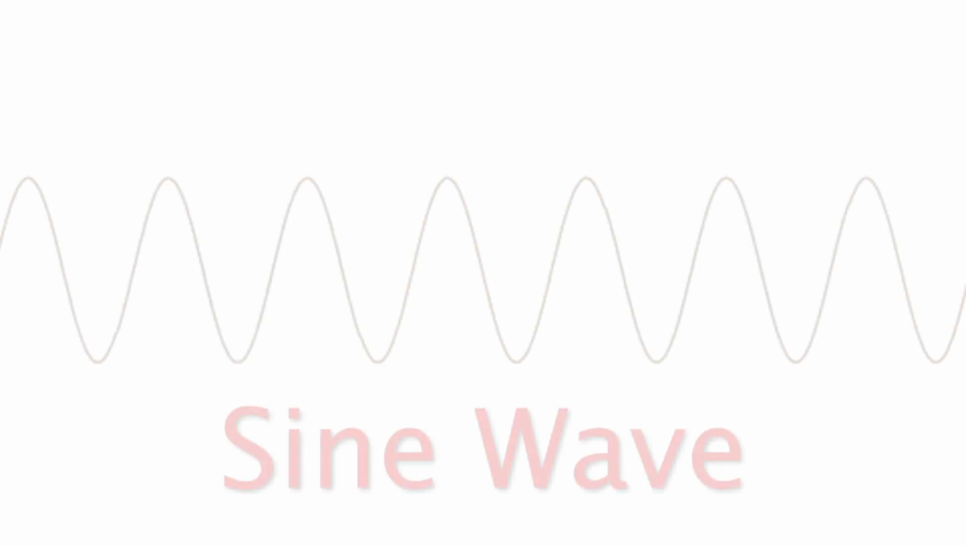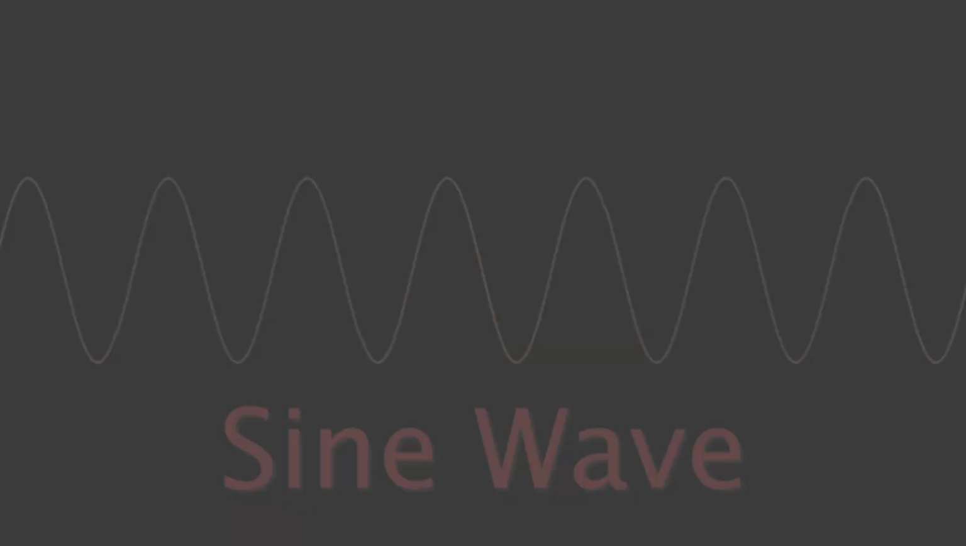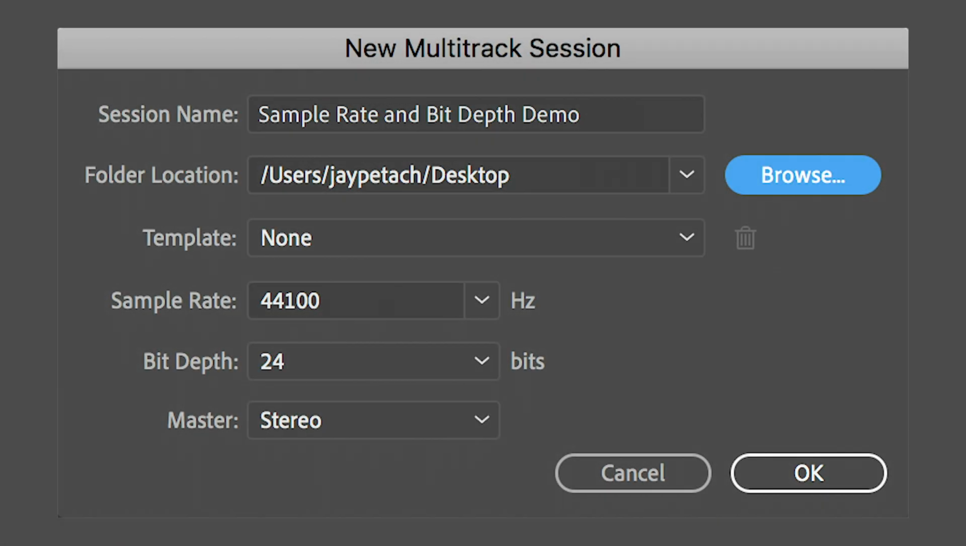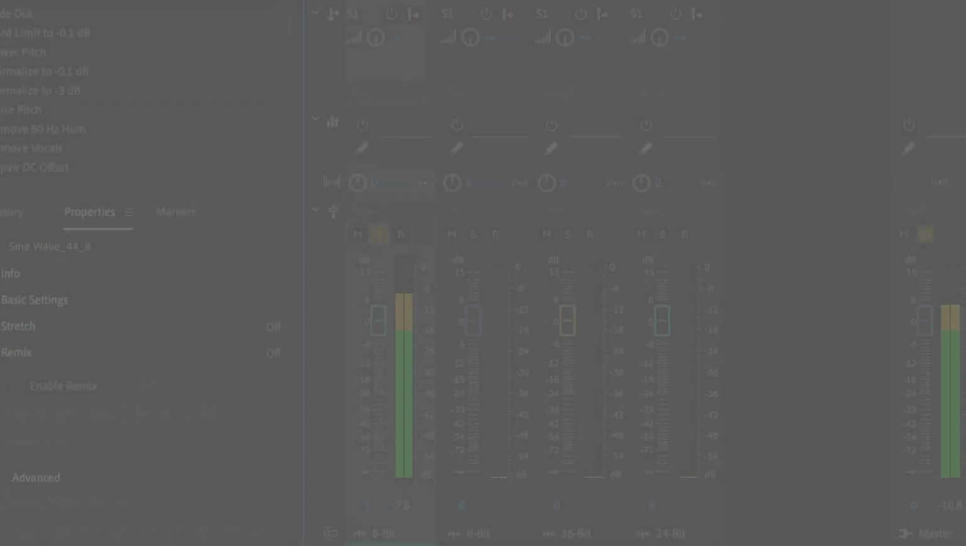So I've done this in-class experiment in the past. I'll show it to you online. I took a sine wave that initially was 44.1 and 24-bit, and I converted the files and made a 44.1 16-bit and a 44.1 8-bit file from that. Then I brought them into an Audition session, and I made the session parameters 44.1 and 24-bit, which was the highest sample rate and bit depth for the files I was bringing in. I put them on separate tracks, and when I solo the tracks, they sound identical. You don't really hear much difference.